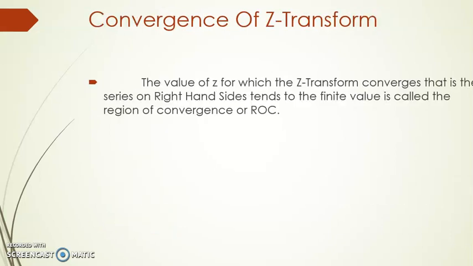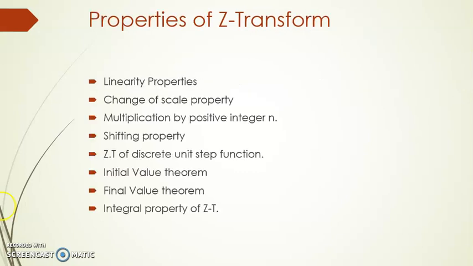Convergence of Z-transform. The value of z for which the Z-transform converges, that is its right-hand side tends to a finite value, is called the region of convergence.